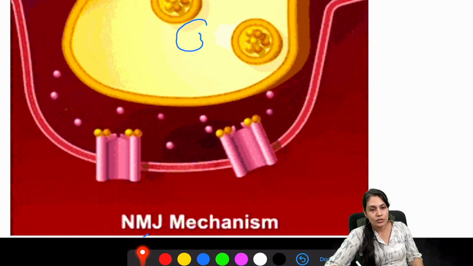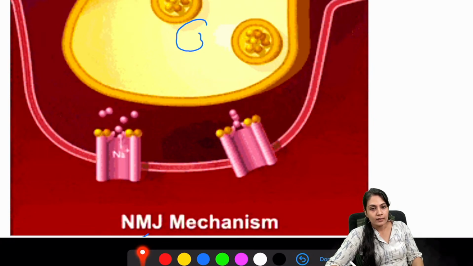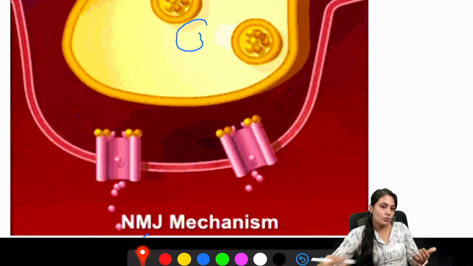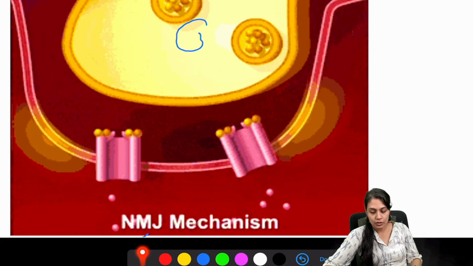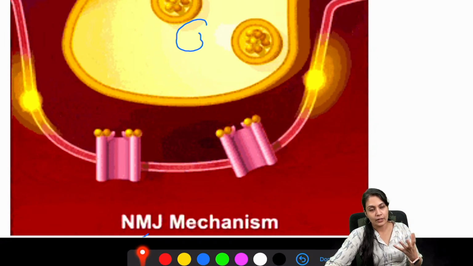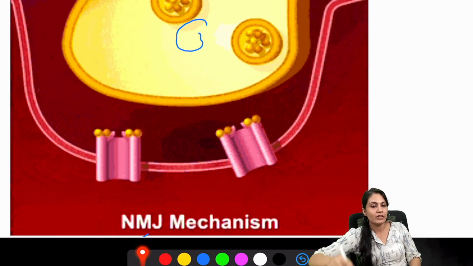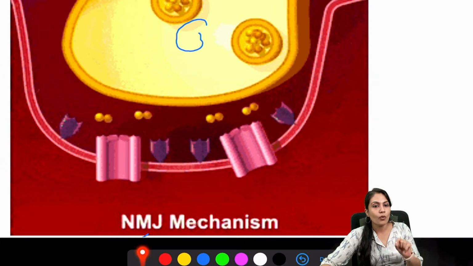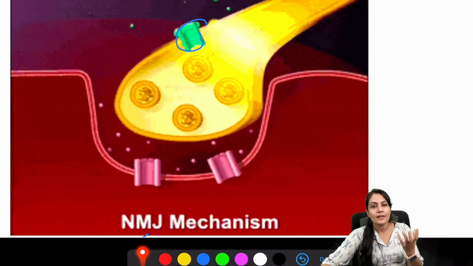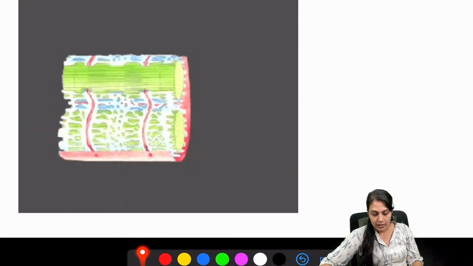And from here you can just see the gates are open now. Now the sodium starts to move inside, right? And you can see the sodium coming inside, and that is going to cause the depolarization. As soon as it hits the threshold, the action potential is going to get generated, and this will travel along the membrane of the skeletal muscle. That is nothing but the sarcolemma.